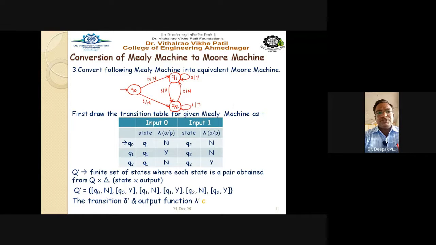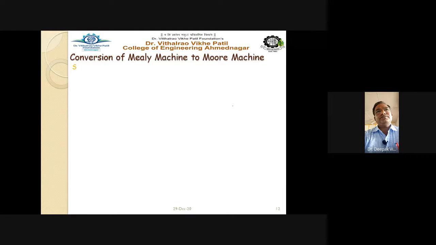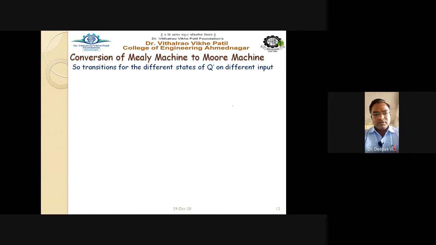These transitions are found with the help of this particular equation, delta dash equal to this equation, and lambda dash equal to the given equation. So let us start finding this. So how many transitions will be there? There are 6 into 2. There must be 12 transitions. Means we have to find out 12 different values here. Getting this point or not?